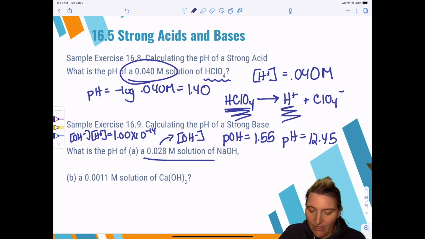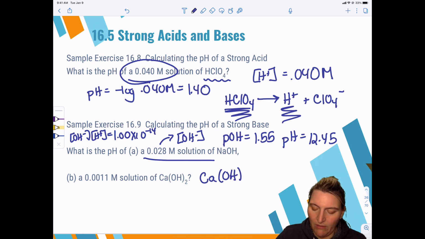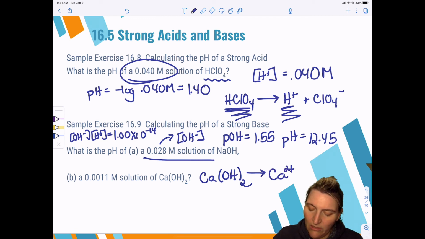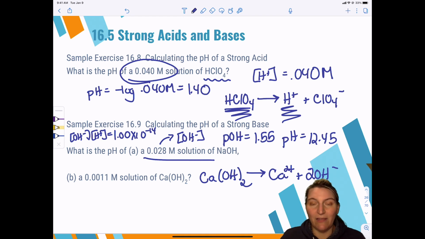A little bit trickier is the, sometimes they're called dibasic bases. So they have 2 hydroxides, and losing both of those hydroxides is 100%. So what do I mean by that? If I'm talking about this calcium hydroxide here, and then a full arrow, what does it dissociate into? Of course, it dissociates into the calcium ion and 2 hydroxide ions, and that's key.